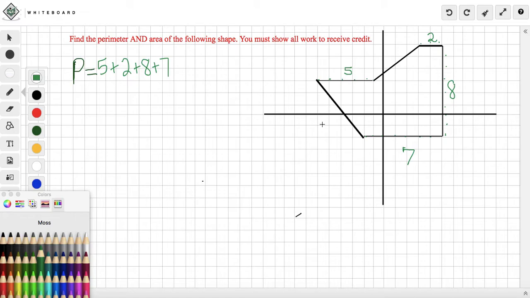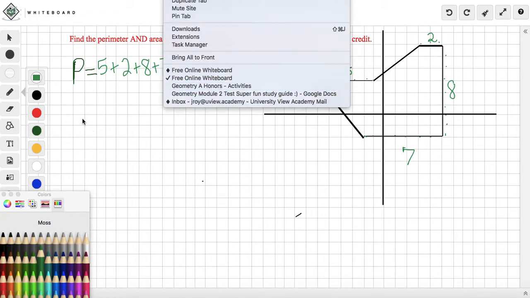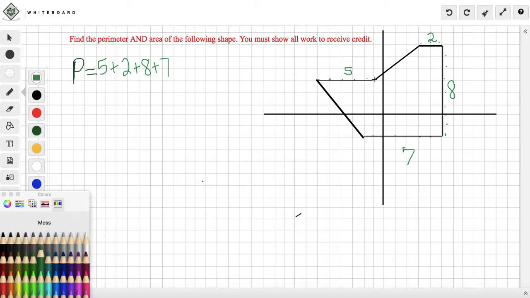So we know a bunch of the sides. We just don't know these diagonal sides. Of course, what do you have to do to find the distance of something that you don't know? You're going to use the distance formula. So first of all, we're going to need to determine what these points are so that we can use the distance formula, because we need points for that, right?